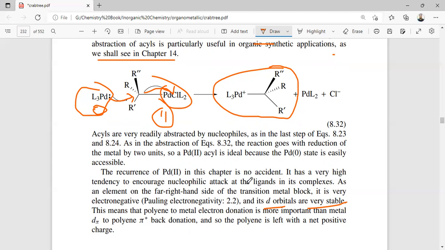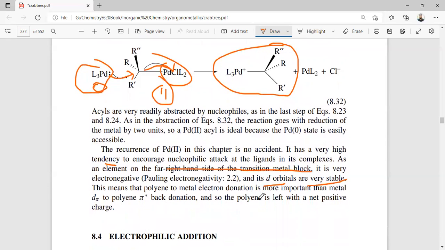So here palladium has a tendency toward nucleophilic attack at the ligand in the complex because it is at the very right hand side of the transition block. It is very electronegative and its d orbitals are very stable. This means that the ligand to metal electron donation is more important than the metal d pi to ligand pi star back donation. So the ligand is left with a net positive charge.